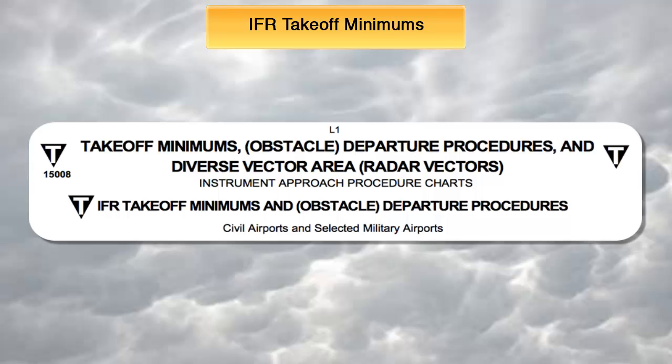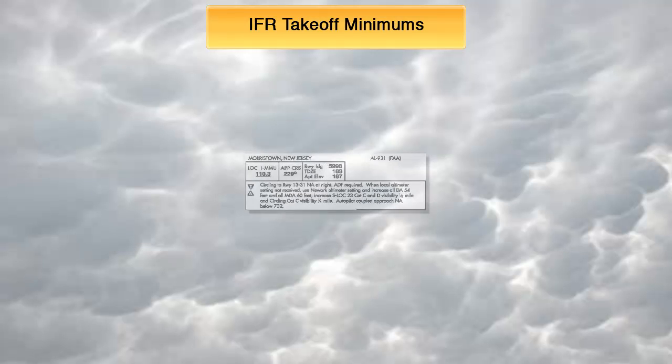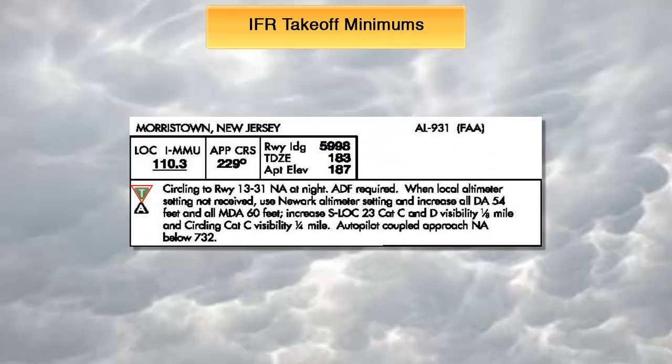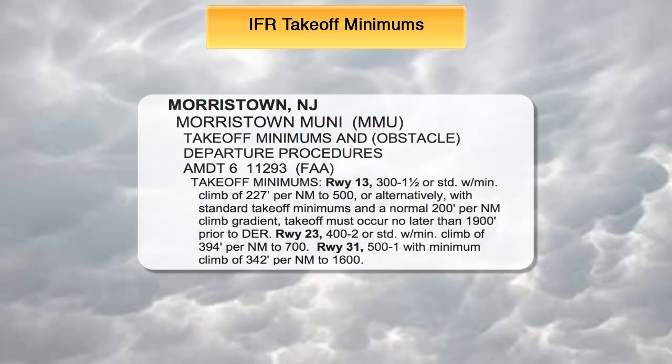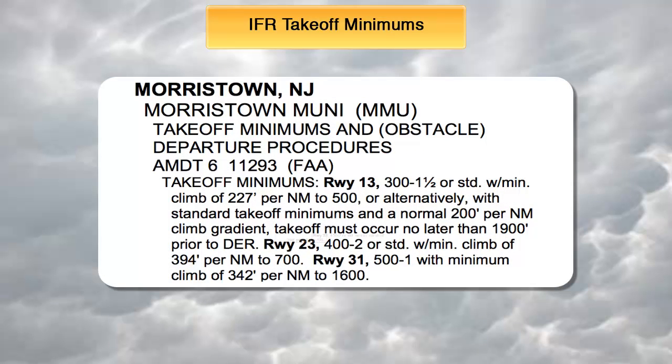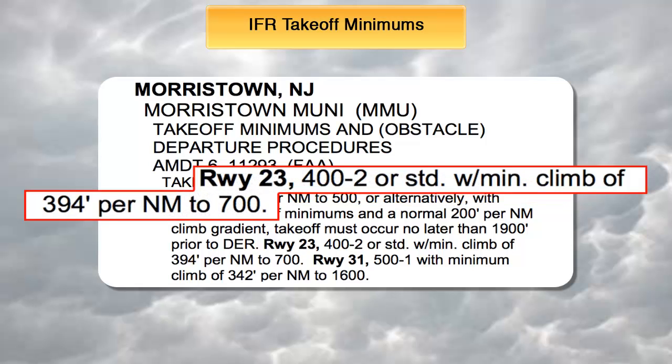For example, let's say that you will be departing runway 23 in Morristown. I take a look at the ILS for Morristown and notice that T on the approach plate. So following the procedure I described above, I take out the departure procedure section and find out that unless we can climb 394 feet per nautical mile, runway 23 in Morristown requires 400-foot ceilings and 2 miles visibility. So can we climb 394, well, let's say 400 feet per nautical mile?